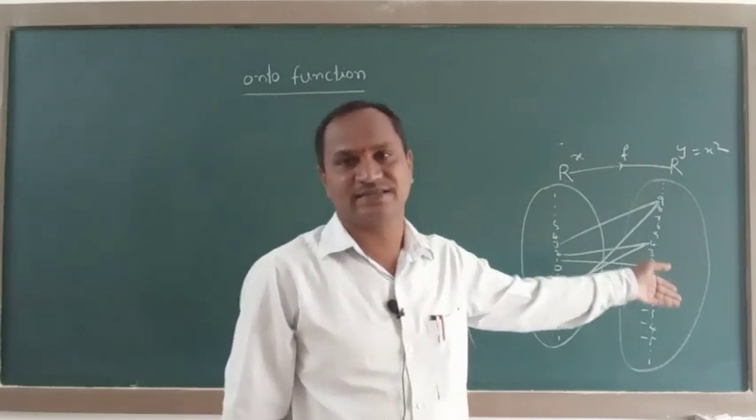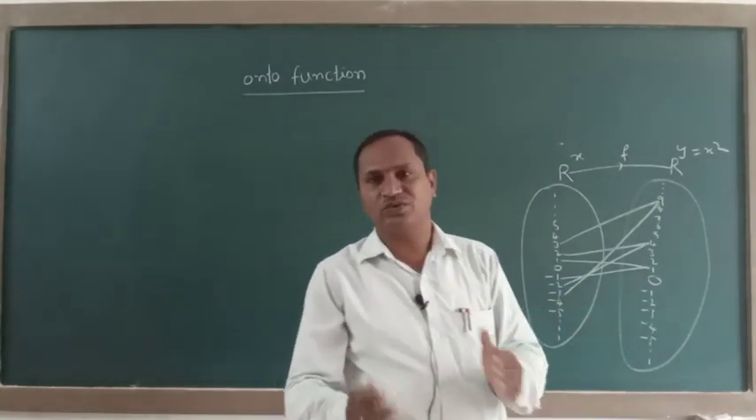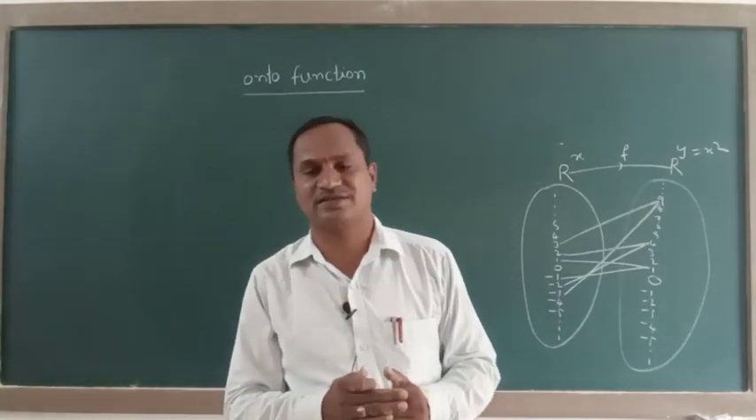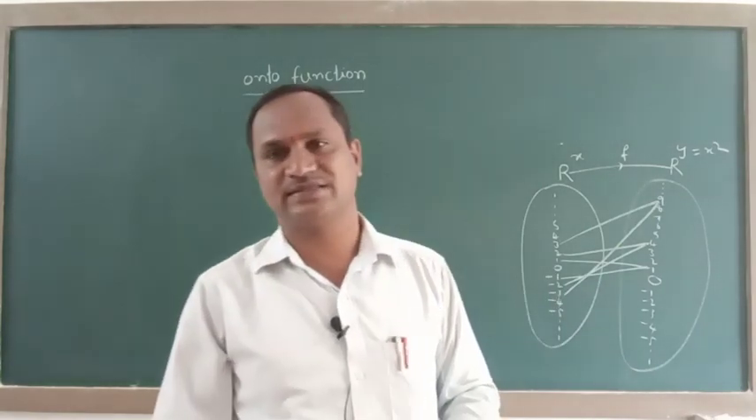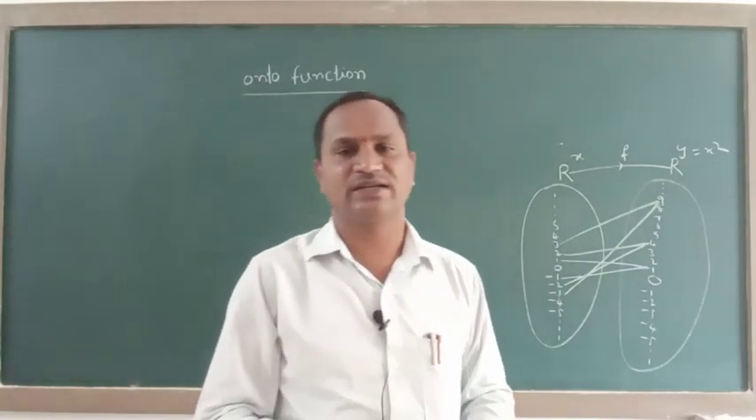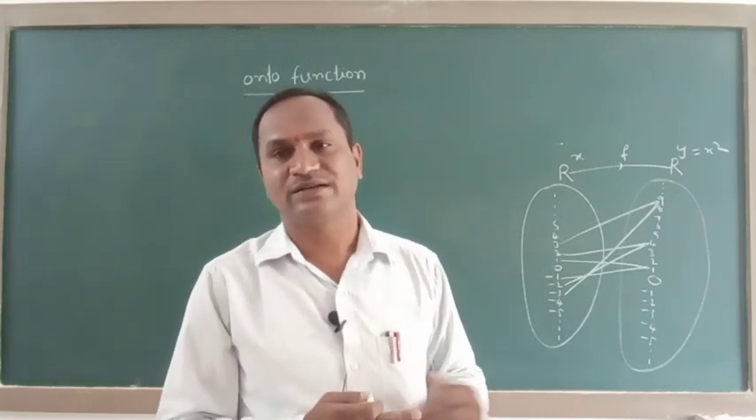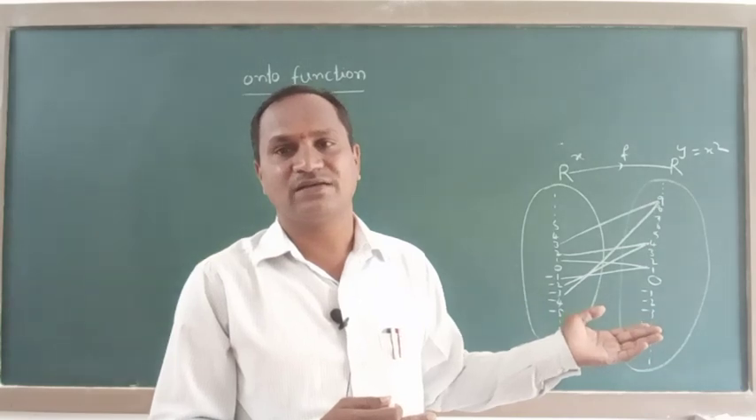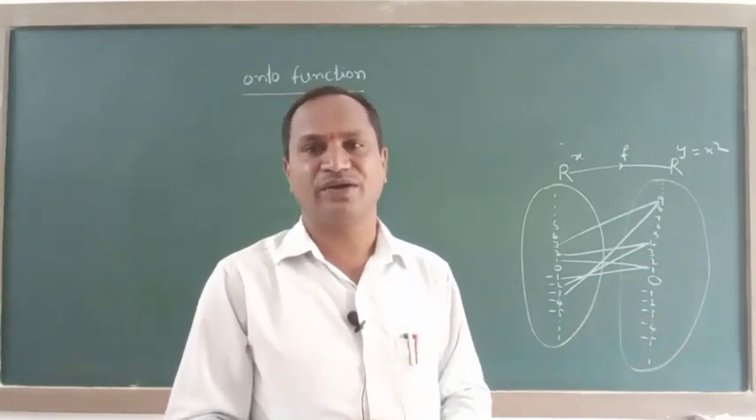Codomain means the whole set, here the whole set of all real numbers. But range means we are only collecting the set of all images. What are the images here? 1, 4, 9, 16, 25, 36, 49. Like that, we get perfect square numbers only. That's why codomain is not equal to range. Easily we can say that f is not an onto function.